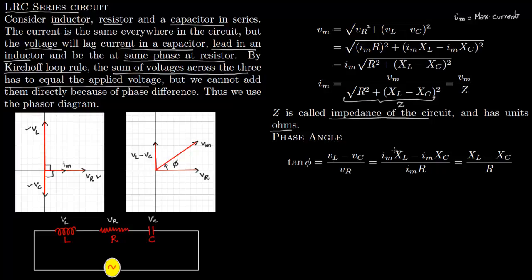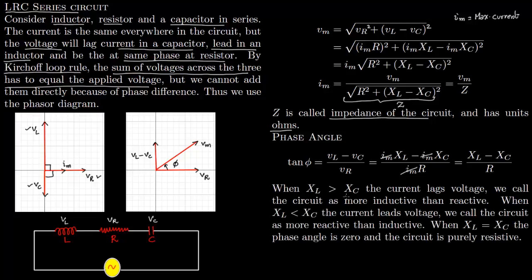So VL is nothing but Im times XL, VC is nothing but Im times XC. So you know that we are using XL and XC as resistance, and Im cancels out. So all these Im cancel out and we get XL minus XC over R.